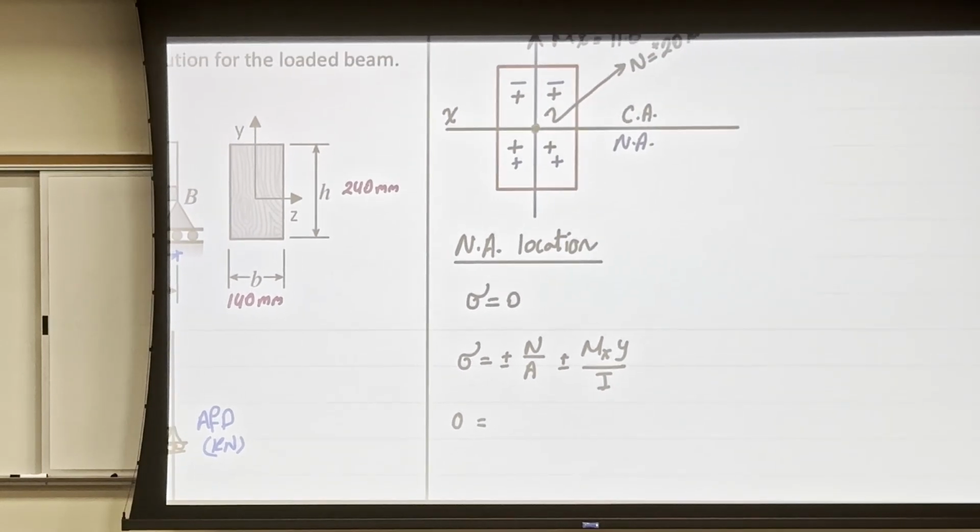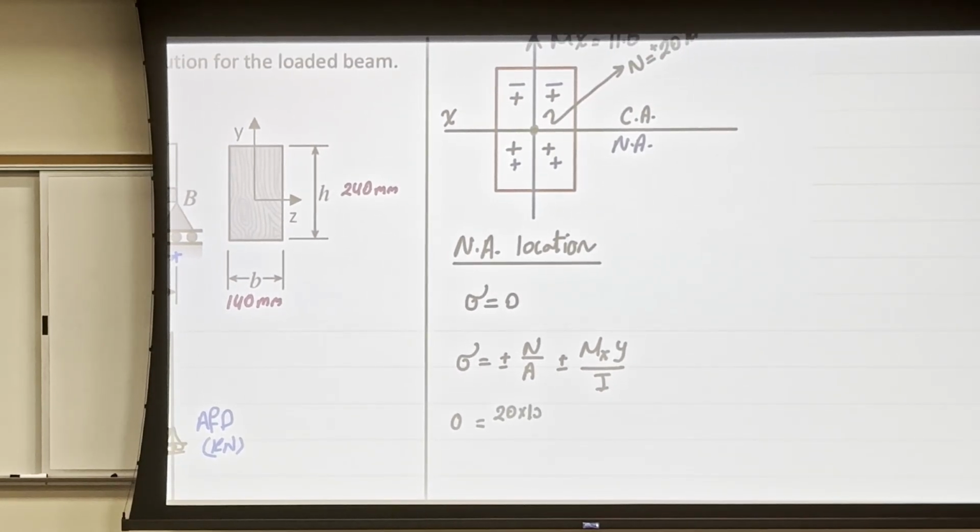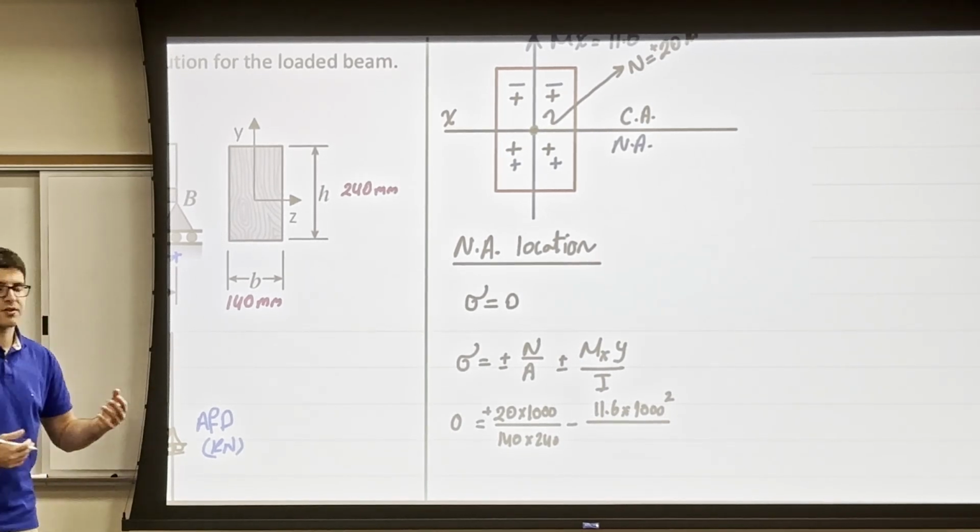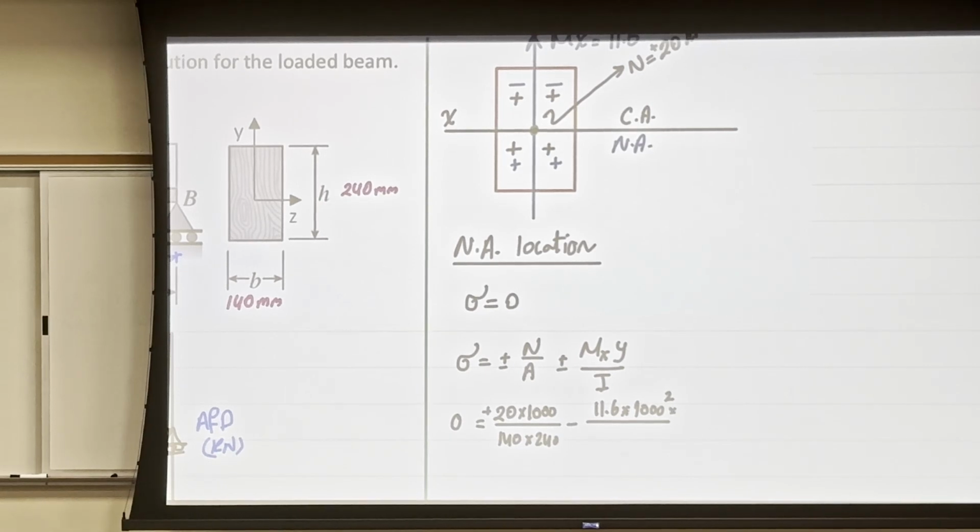I do have a normal force equal to 20 kilonewton. I'll multiply by 1,000 to convert it to Newton. And I do have an area of 140 times 240 millimeter. So this was plus, and the other term is going to be minus. And Mx is 11.6, I'll multiply by 1,000 squared, because from kilonewton to Newton, that's 1,000, and from meter to millimeter, that's another 1,000. That's why I multiply by 1,000 squared. y is going to be unknown. Ix is going to be 140 times 240 cubed over 12. The unknown here is y.